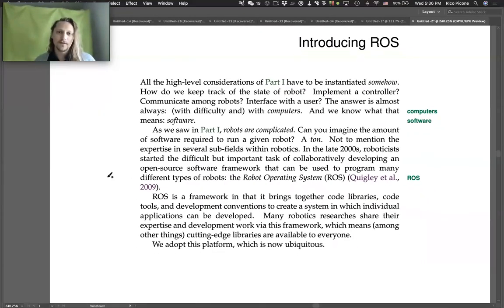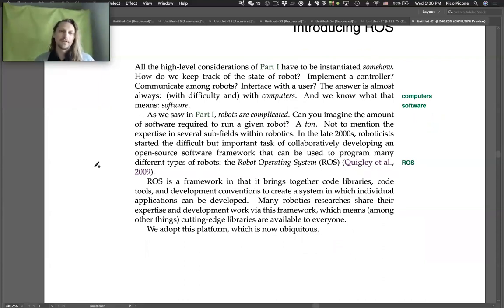As we saw above, assuming we've learned a little bit about robots, robots are complicated. Can you imagine the amount of software required to run a given robot? A ton. Not to mention the expertise in several subfields within robotics. So there's all kinds of different problems.